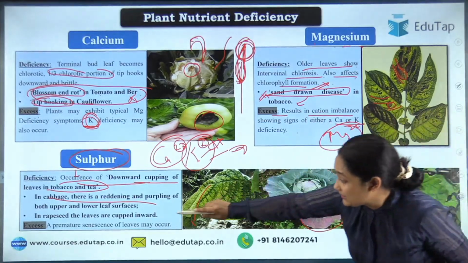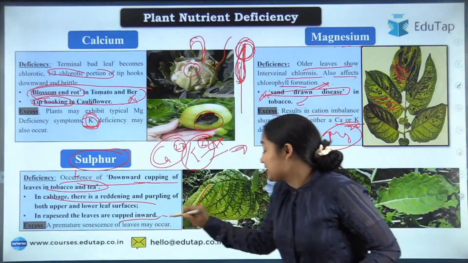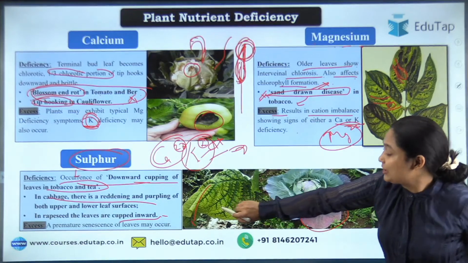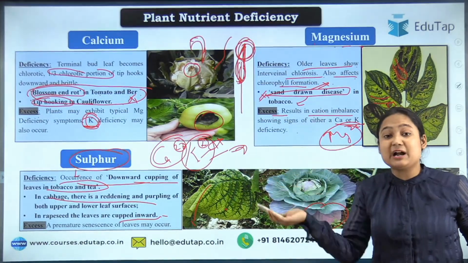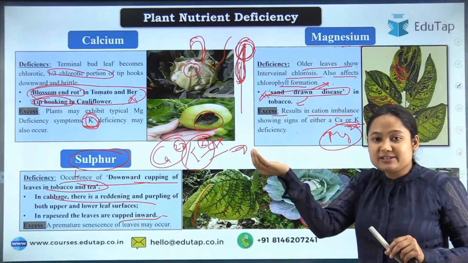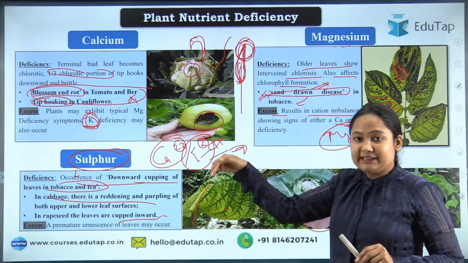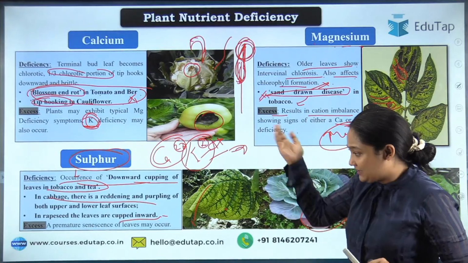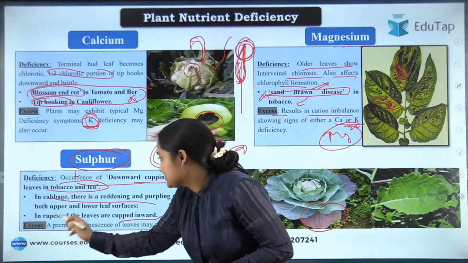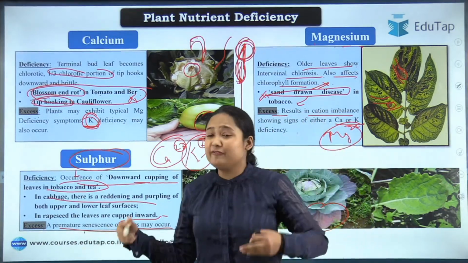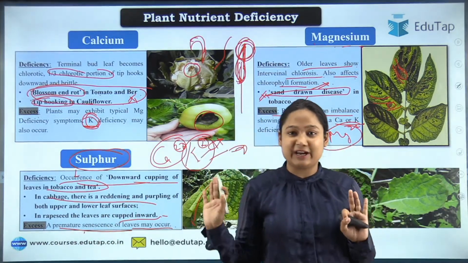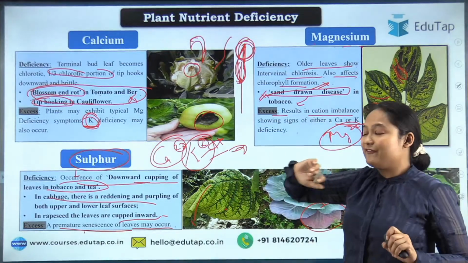Now talking about the third thing that will happen in rapeseed, leaves are cupped inward. So if you are talking about tobacco and tea leaf, they will cup downward. If you are talking about rapeseed, the leaves will cup upward. So a cup-like structure will form. In tobacco and tea it will be like that, in rapeseed it will be like that. Then what will happen if excess of sulfur is present? Premature senescence of leaf may occur. So the leaf will die before its time has arrived.